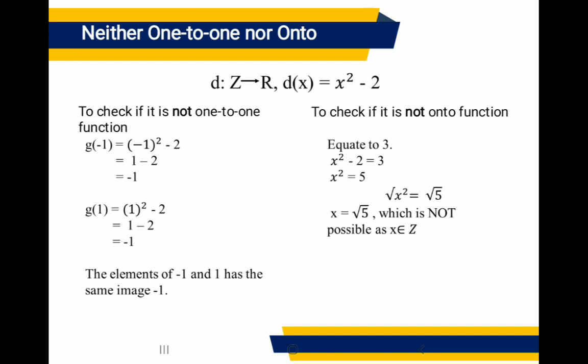So, negative square root of 5, which is not possible as x is the element of integers. So, square root of 5 is not an integer. So, instead, square root of 5 is an irrational number.